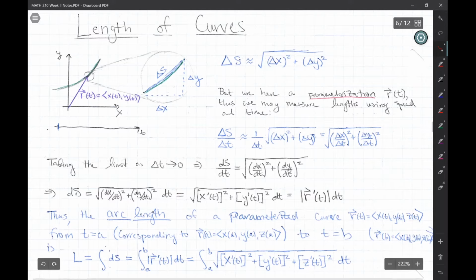So simplifying this expression, we could just write dx dt as x prime and y prime, and we could also write this here as just the magnitude of the velocity, or the speed. So the small length along in a small delta t is given by the speed times the delta t.